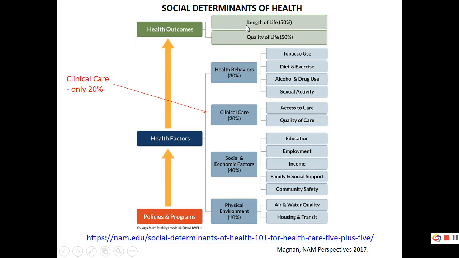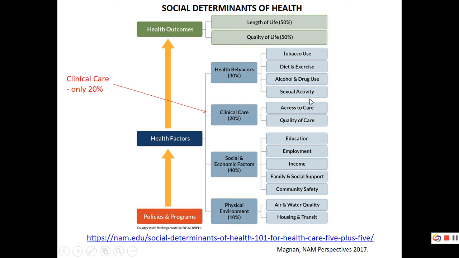Health outcomes mainly being defined as how long we live and the quality of the life that we live. If you look at clinical care, so that's what we do as healthcare providers, it really only has about 20% of the influence. So clinical care includes not only quality of care, but also access to care. So access to care is one of the things that was improved by the Affordable Care Act. Quality of care is something that we're constantly trying to improve all the time and should always continue, moving forward. But there's all these other things that influence health.